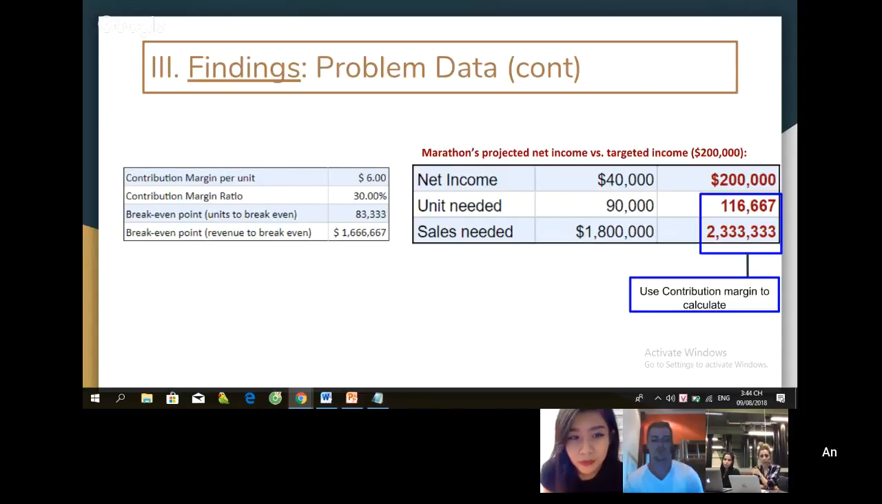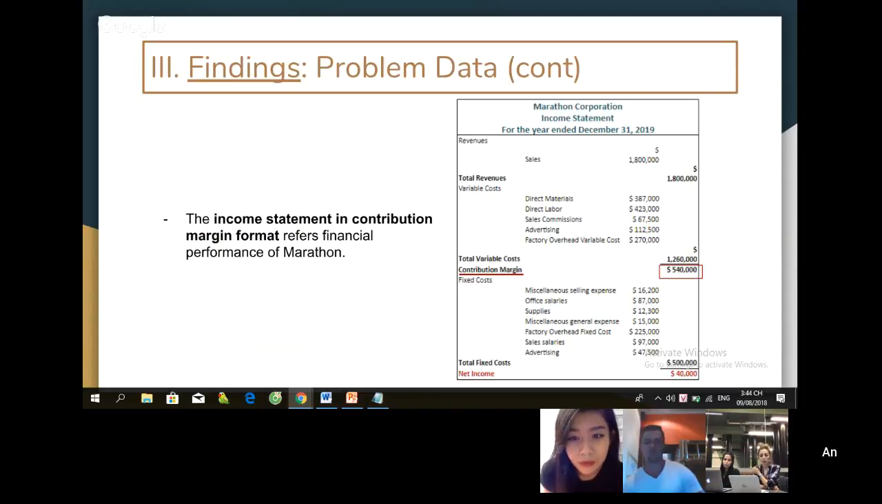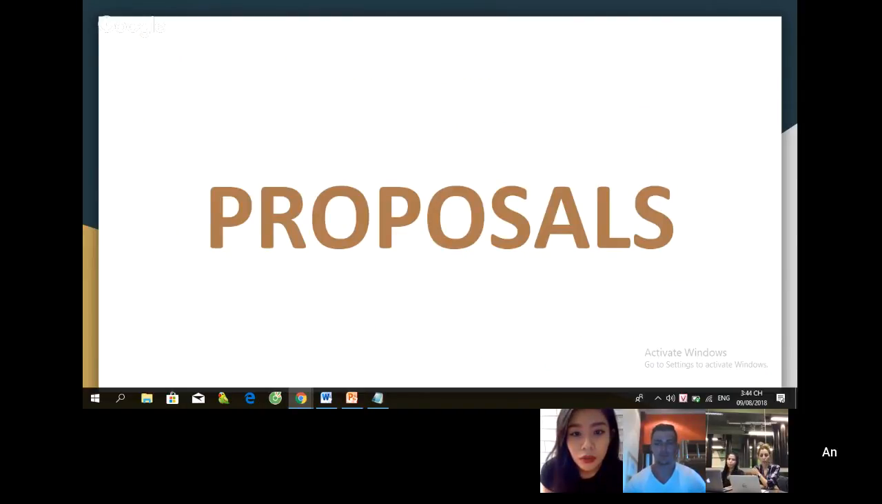Next, please. This is the contribution margin income statement, which shows the variable costs and the fixed costs separately, and the net income is $40,000. Next, please. We have four proposals that we are giving to the company to improve performance. The first one is increasing sales volume by reducing the sale price, and the second one is increasing sales commission to increase sales volume. The third one is redesigning the package, and the fourth one is raising quality and raising price and increasing the advertising.